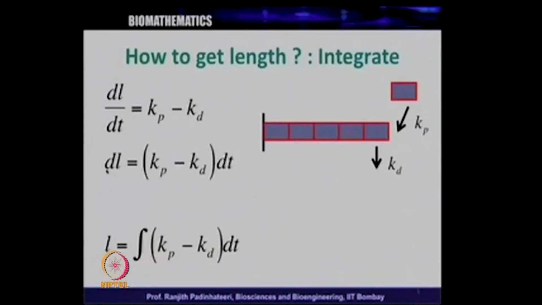Now if you want to get L, the change in length, you do integration. This calculation of integration is represented by this particular symbol here. So this means integration. If you integrate kp minus kd dt, the integral of kp minus kd dt will give you the length. This symbol is called integral. So this is the basic idea.